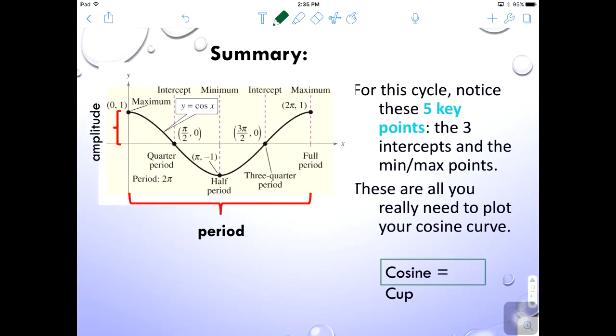And here's another summary again for the 5 key points. 1, 2, 3, 4, 5. Notice how many x-intercepts does it have? It has 2 x-intercepts this time, right? And it has 1 y-intercept actually. So there are the 5. And then we have 1 minimum point right there. And so the shape of a cosine looks like a cup.